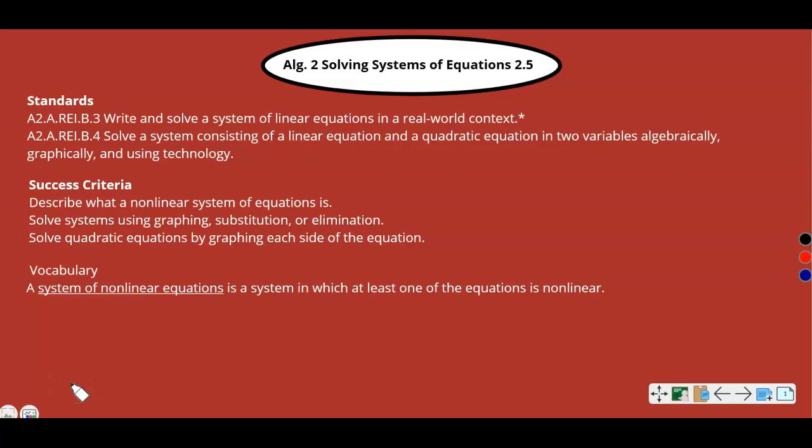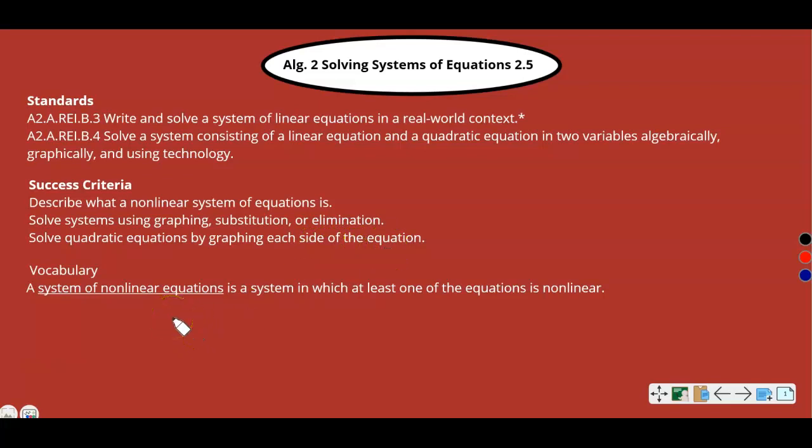Today we're going to be looking at solving systems of equations. All right, there are two standards that are involved with this lesson. And your success criteria: describe what a nonlinear system of equations is. So be able to describe what a system is. Solve systems using graphing, substitution, or elimination. And solve quadratic equations by graphing each side of the equation.